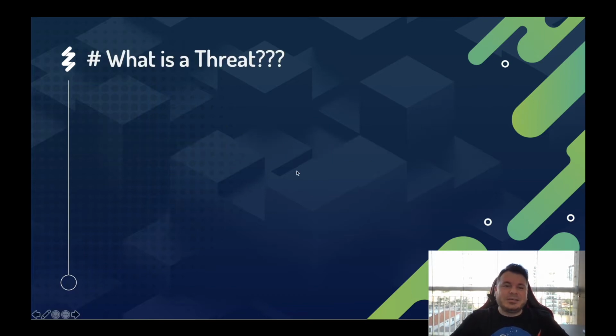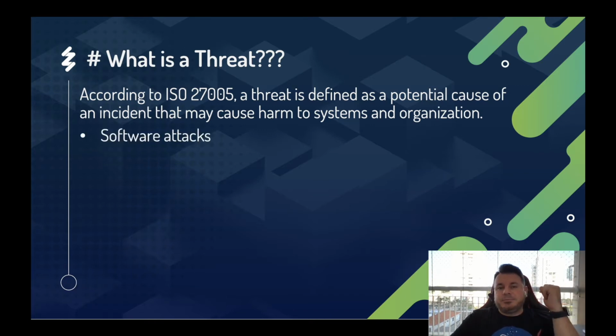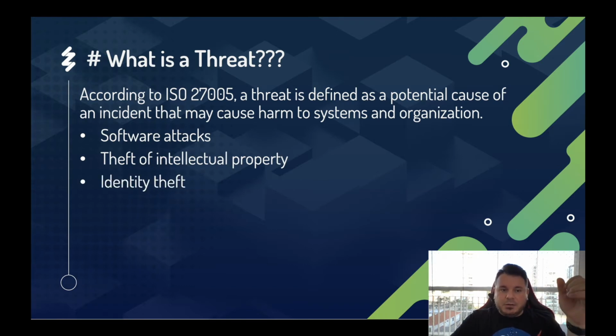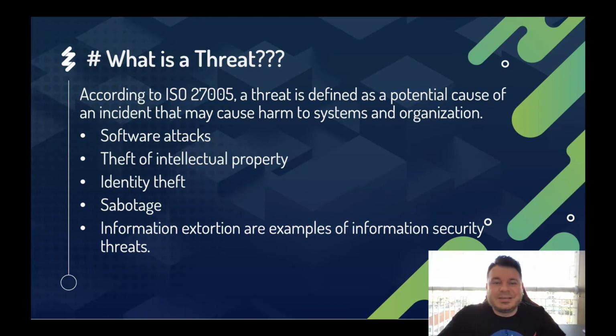So what is a threat? First of all, it's just a concept according to this ISO. It's not my definition, right? It's a definition from the ISO. A threat is defined as a potential cause of an incident, right? So it may cause harm to the system or organizations, but what does it mean exactly? It's a kind of software attack, or maybe theft of intellectual property, or identity theft, right? It's very common. Sabotage and information distortion are also examples of information security threats. All those things are threats, right?